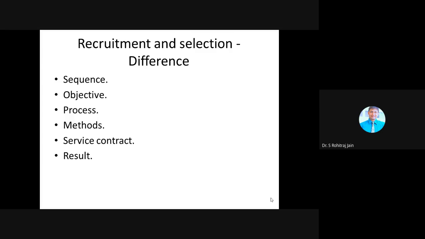Then we understood the various parameters through which we can differentiate between recruitment and selection, discussed in the earlier class: sequence, objective, process, methods. When it comes to recruitment, methods are not very comprehensive, so there is no requirement of highly skilled personnel. Whereas in selection, very specialized methods are required, so only skilled personnel like experts of selection tests and conducting interviews are considered. The other two parameters are service contract and result.